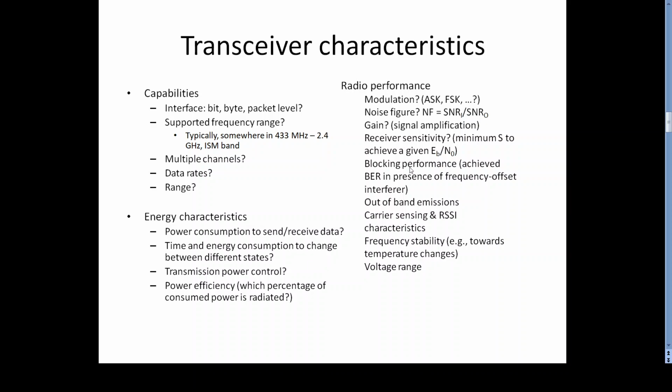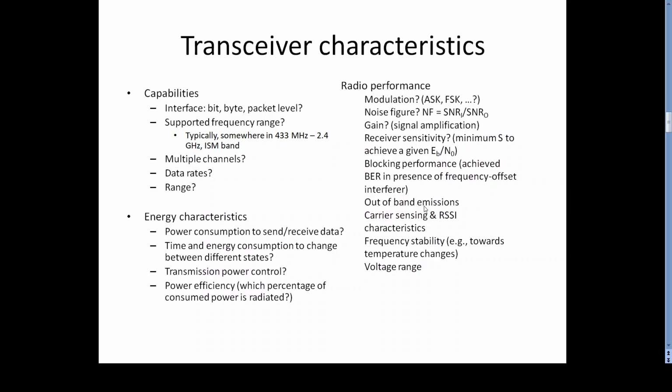Next is blocking performance. The blocking performance of a receiver is its achieved bit error rate in the presence of an interferer. More precisely, at what power level can an interferer send at a given offset from the carrier frequency such that the target bit error rate can still be met.